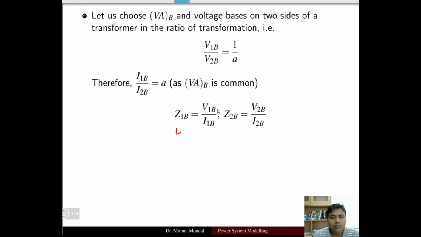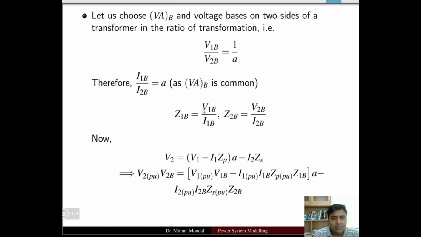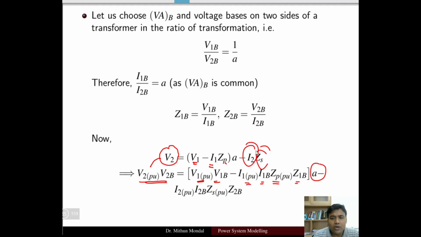So the impedance base will be equal to V1 base by I1 base, that is Z1 base, and Z2 base is the secondary voltage base by the secondary current base. From the KVL equation, V2 is equal to V1 minus I1 ZP into A, the turns ratio, minus I2 ZS. So we can write V2 as V2 per unit multiplied by V2 base. Similarly, V1 can be written as V1 per unit into V1 base, I1 can be written as I1 per unit multiplied with I1 base, and ZP can be written as ZP per unit into Z1 base multiplied with A, the turns ratio.